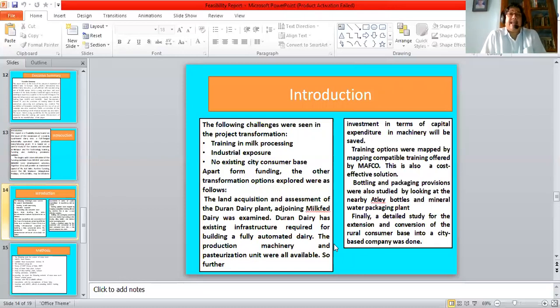At the end, what do we get in the introduction? Finally, a detailed study for the extension and conversion of the rural consumer base is given for transformation into a city-based company. Okay. So these are the points which are discussed in the introduction: identifying the problem, looking at the prospects, then discussing the prospects one by one, and finally looking at the viability of the whole scheme or project. These things are covered in the course of the introduction, which is fairly comprehensive as you can see, and very detailed in terms of the facts it contains.